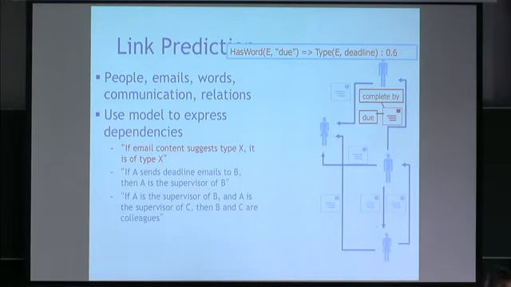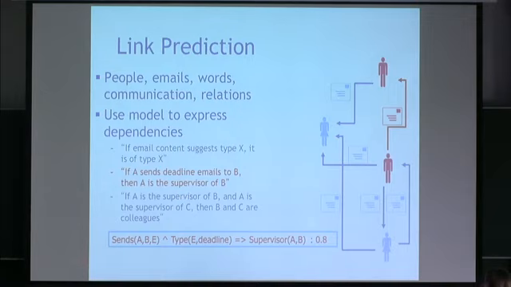So I can say, if someone sends a deadline email, or sends an email that has "due" in it, then it's a deadline email. Maybe they're social emails. Then I say, if someone sends deadline emails to someone, they're more likely to be in a supervisor relationship. And then finally, you can have these kind of definitional things that say, if A is the supervisor of B and A is the supervisor of C, then they're colleagues, or some sort of transitive closure or something like that. Those are easy to encode.